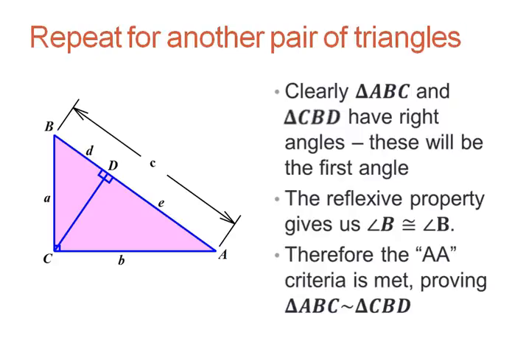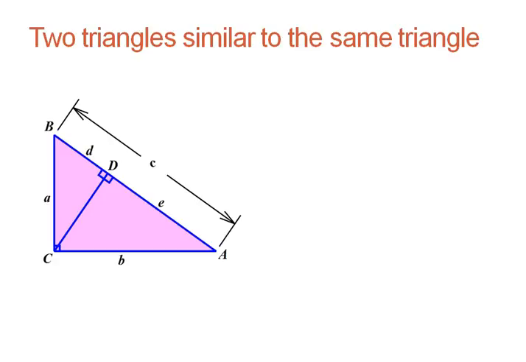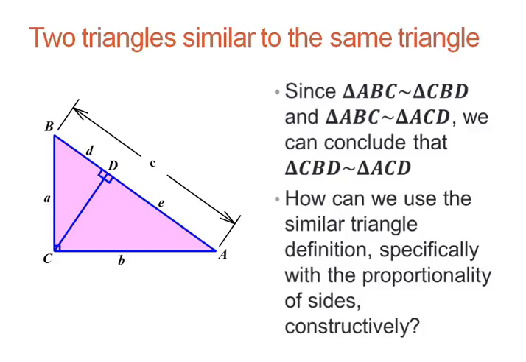We use a similar process for triangle ABC and triangle CBD. They also have right angles, and they share angle B. So using the reflexive property, with angle B congruent to angle B, we have those two triangles, ABC and CBD, similar by angle-angle. We now have two triangles that are similar to the same triangle. The two triangles CBD and ACD we have both proven individually similar to ABC, so therefore triangle CBD and triangle ACD must be similar. Great.